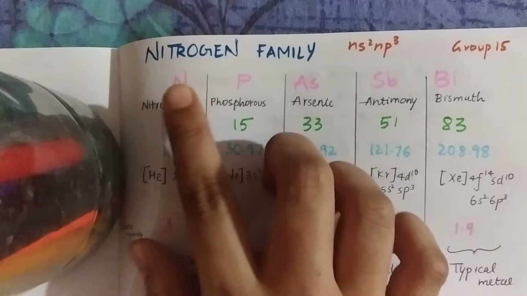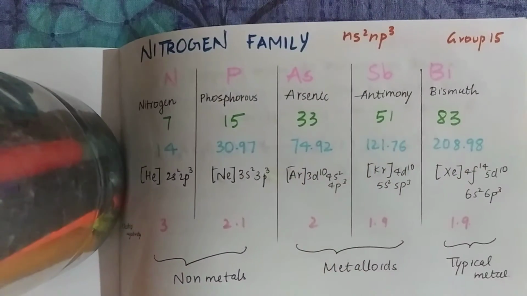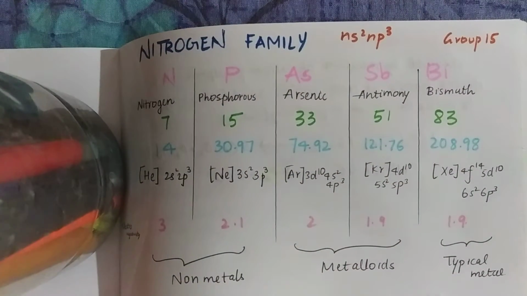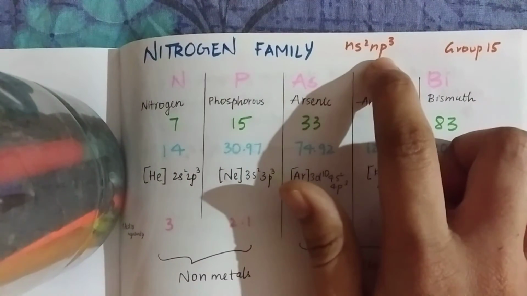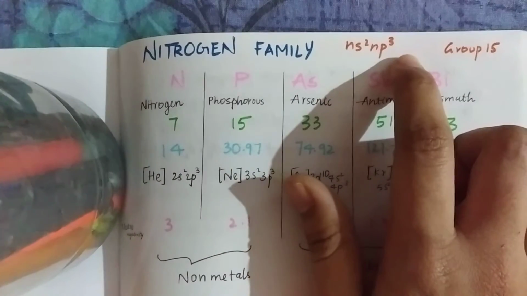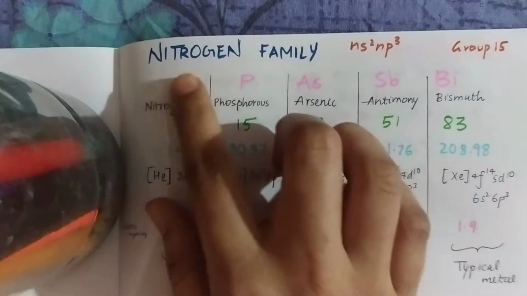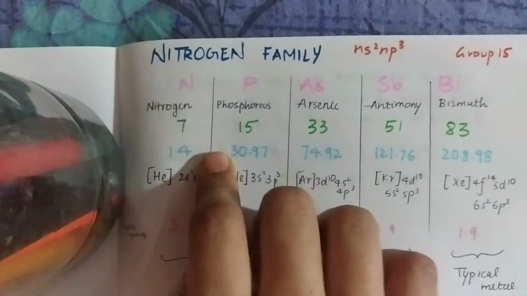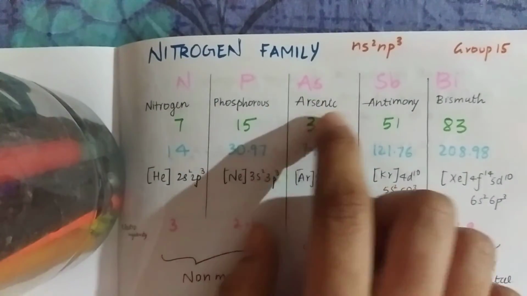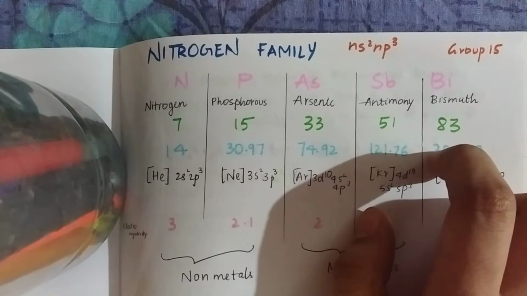So today, nitrogen family. Nitrogen family is group 15 and it belongs to the P block. So nitrogen family electronic configuration is ns2 np3. Okay, so in nitrogen family we have 5 elements, and these are nitrogen, phosphorus, arsenic, antimony and bismuth.